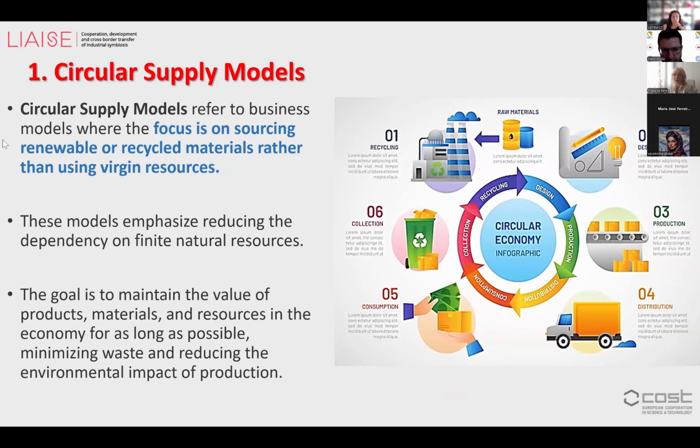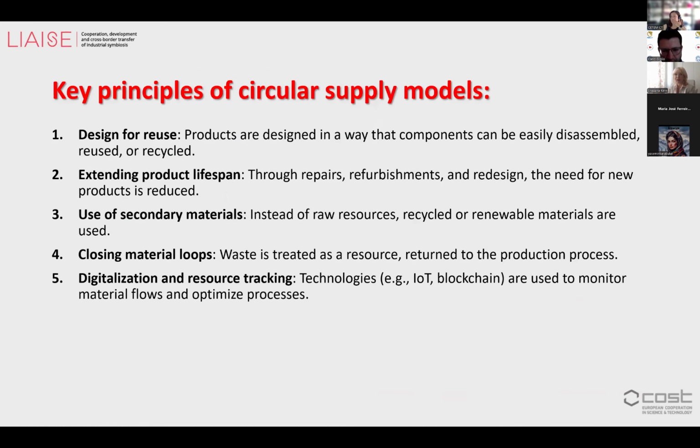The first one is circular supply models, which refer to business models where the focus is on sourcing renewable or recycled materials rather than using virgin resources. Key principles of these models are design for reuse. Products are designed in a way that components can be easily disassembled, extending product lifespan through repairs, refurbishment, and redesign, use of secondary materials, closing material loops, and digitalization and resource tracking.